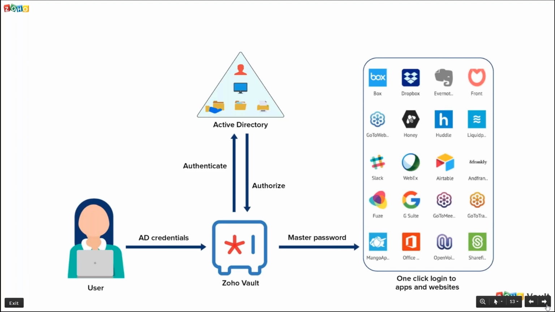First, the user will access Zoho Vault website and enter the user's Active Directory credentials. The credentials will be authenticated in real time against the AD. If the user's authentication is successful, the user will be authorized to access the Zoho Vault service. Then the user will enter the passphrase or the master key to access the encrypted data stored in Zoho Vault. Once logged in, the user can access all websites and other web applications in a single click.